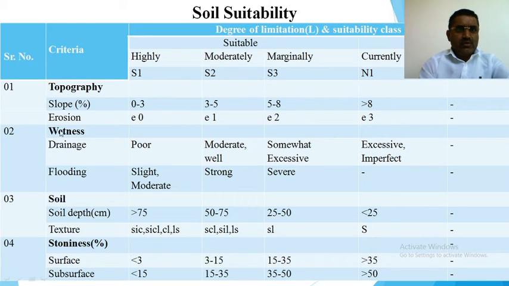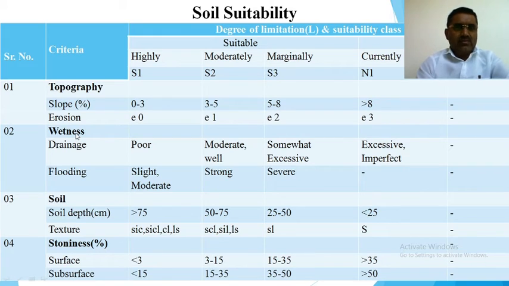Okay. So erosion 0 erosion is there, then that is highly suitable. 1 erosion is there, that is moderately suitable. 2 erosion is there, that is marginally suitable. And 3 erosion is there, that is currently not suitable. And more than 3, then that is permanently not suitable.